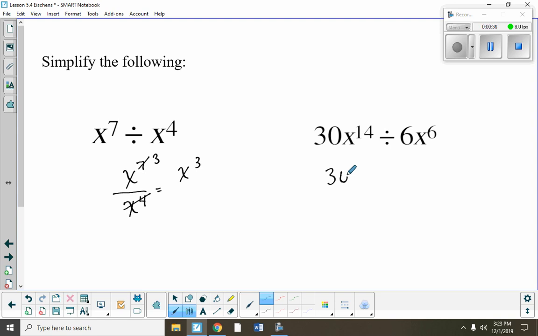Here we have 30x to the 14th divided by 6x to the 6th. Now when we're dividing just the numbers, we look for the common factor. 30 divided by 6 is 5. And then if there are 6 x's in the denominator and we cancel 6 in the numerator, there would be 8 left. So we have 5x to the 8th. 14 minus 6 is 8. So when we are dividing variables, we subtract the exponents.